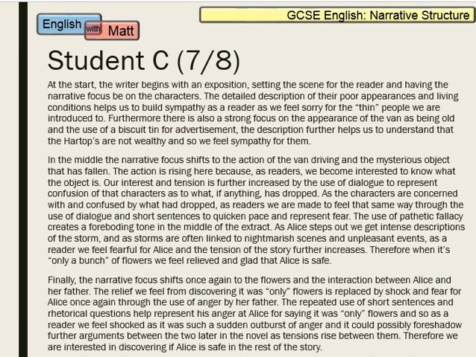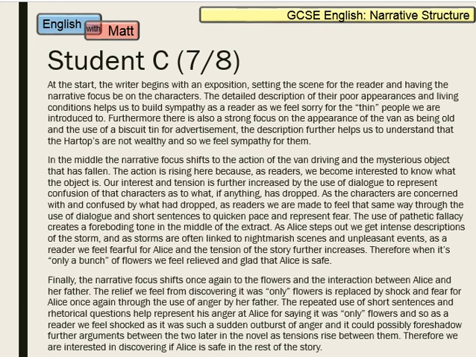Furthermore, there is also a strong focus on the appearance of the van as being old and the use of a biscuit tin for advertisement. The description further helps us to understand that the Hartops are not wealthy, and so we feel sympathy for them. In the middle of the narrative, the focus shifts to the action of the van driving it and the mysterious object that has fallen. The action is rising here because as readers we become interested to know what the object is. Our interest and tension is further increased by the use of the dialogue to represent confusion of the characters as to what, if anything, has dropped.